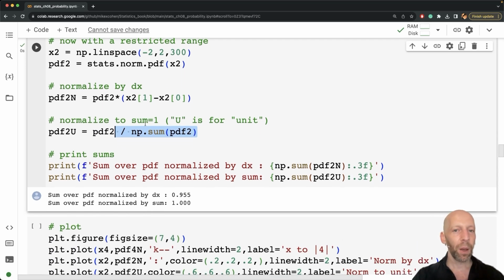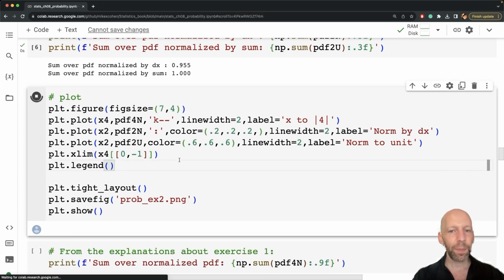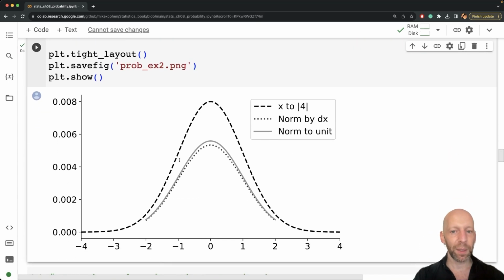And we see that here. Okay, notice also these are all different variable names. So I have PDF4 from the previous exercise, I have PDF2N and PDF2U. Okay, so then I'm just going to plot them, very simple. And let's see. So here we see this is the x-axis grid spacing here. These are the 3 different PDFs that we have normalized in different ways. And they all look a little bit different from each other. I mean, they all have the same shape, obviously, but the heights are different, obviously the boundaries here are different because these 2 functions are defined as going from -2 to +2.